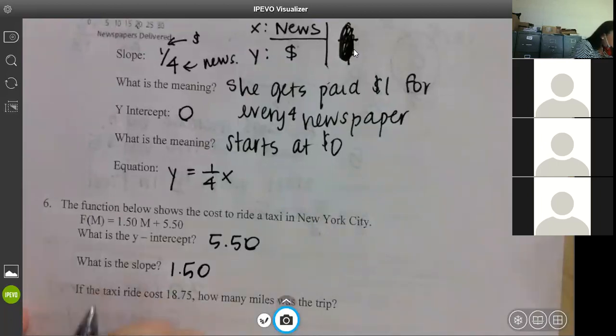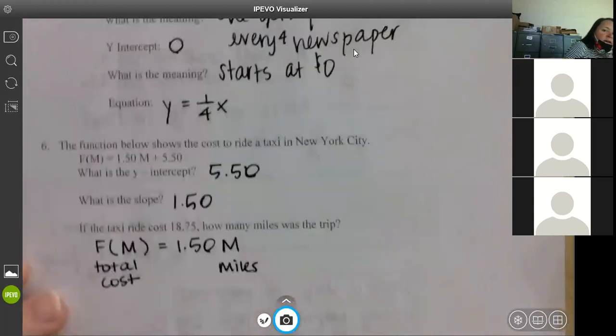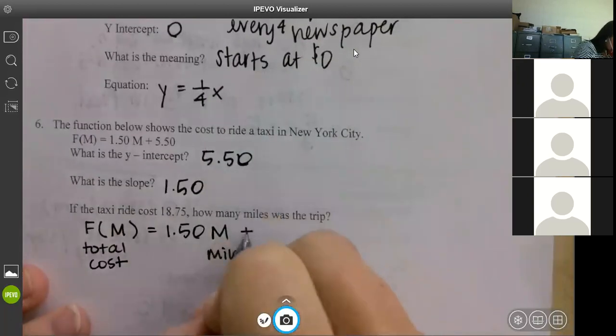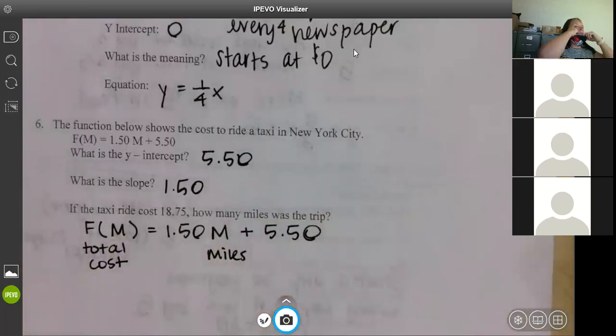So this is what it says. F of M is the total cost. Just the M is miles. What did it give you in this problem? Did it give you the miles or did it give you the total cost? Total cost. So we're going to plug that in for the total cost.